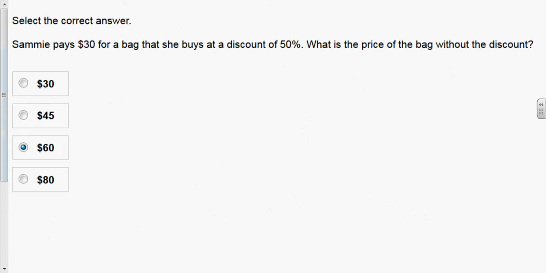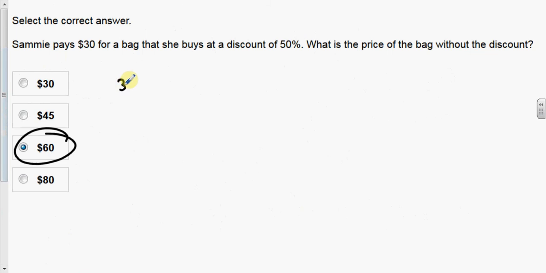Okay, so Sammy pays $30 for a bag that she buys at a discount of 50%. What is the price of the bag without the discount? Well, if $30 is half, then the price of the bag is $60. Now, if you understand that, then you're fine. Go on to the next problem. If you want to see the math as it works out, then I don't mind showing you.